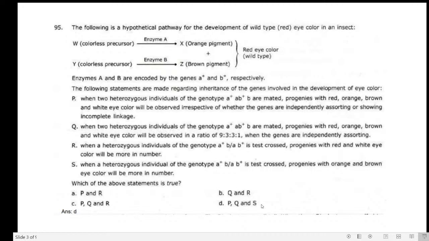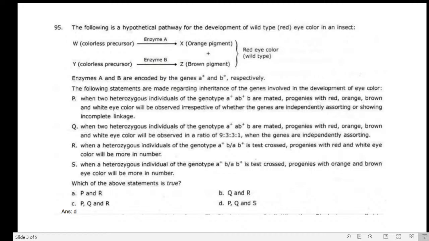Many of the CSIR questions look like this. They provide four statements and ask which of the statements are correct. Most of the time, only combinations of statements, like PQ or PS or PQRS, will be the answer. So whenever you are answering a CSIR question and you find this kind of statement question, just read out the options and the question carefully.